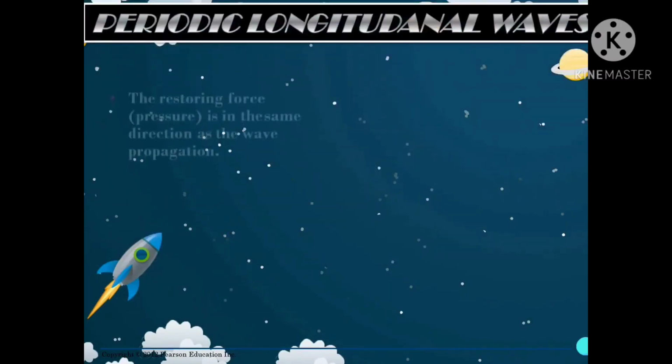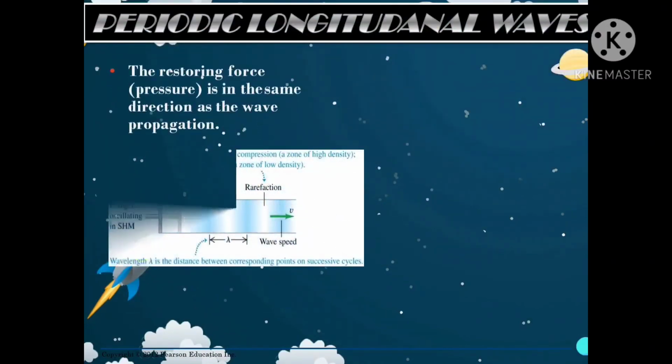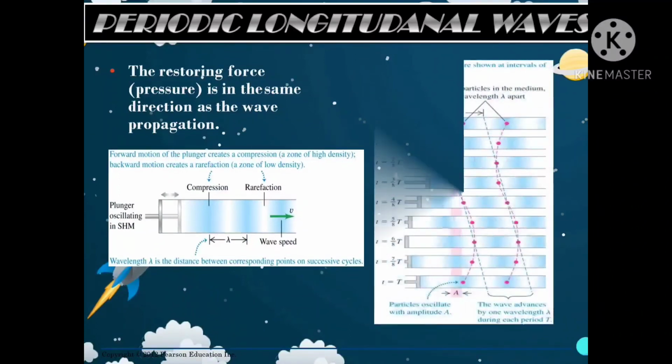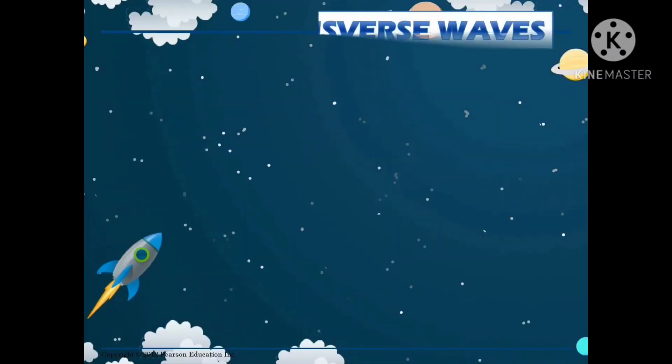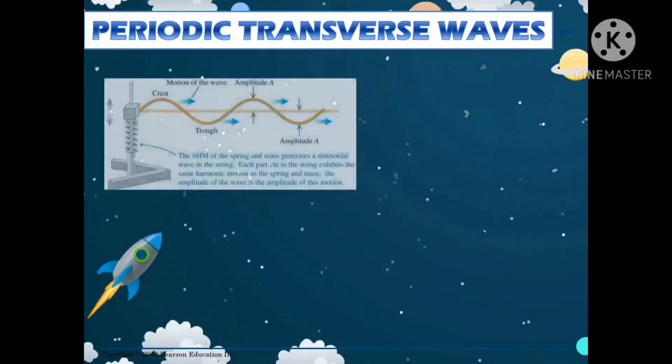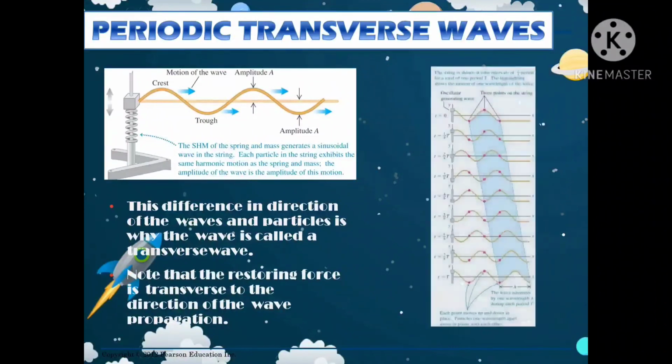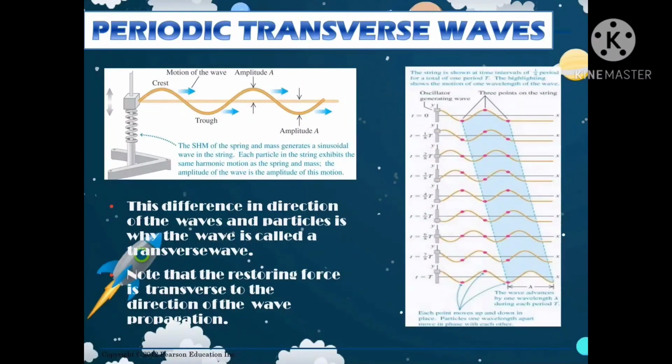Periodic longitudinal waves. The restoring force, that is, pressure, is in the same direction as the wave propagation. You may have a look at the given figures. Periodic transverse waves. This difference in direction of the waves and particles is why the wave is called a transverse wave. Note that the restoring force is transverse to the direction of the wave propagation.